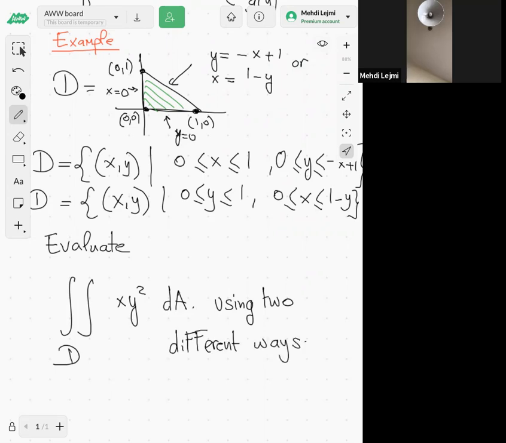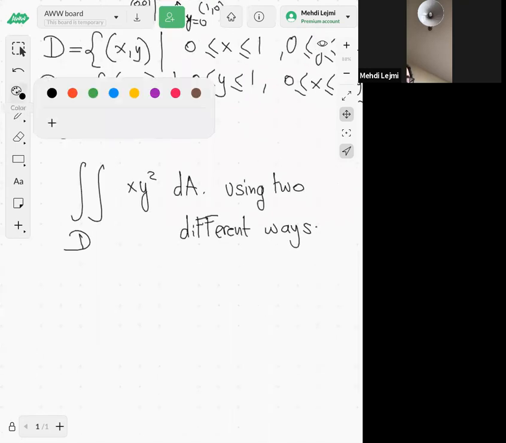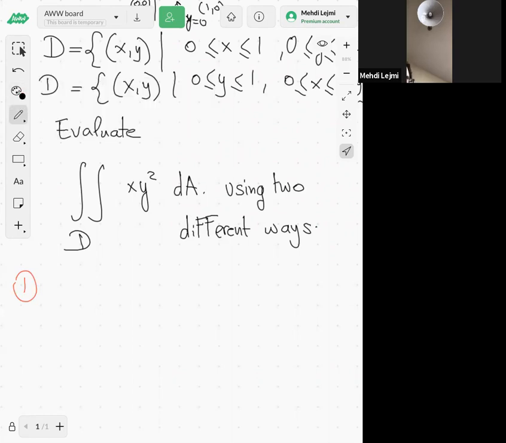Okay. So what do I mean by using two different ways? Well, because you can describe the region D as an elementary region of type 1 or as an elementary region of type 2. So if you describe D as an elementary region of type 1, we can evaluate this integral.